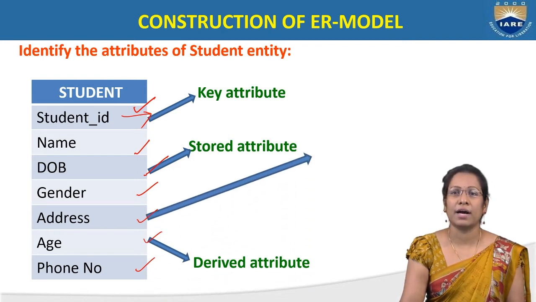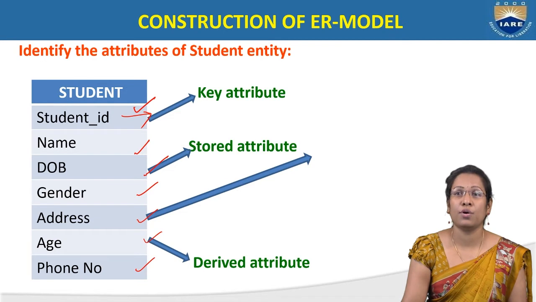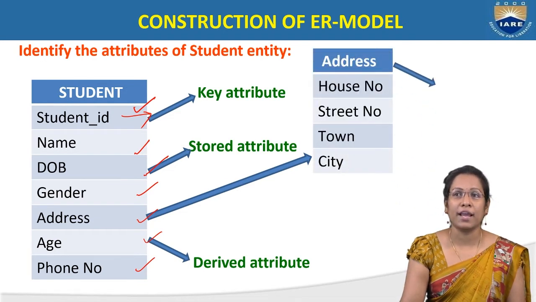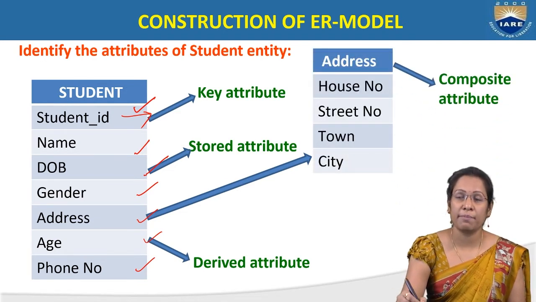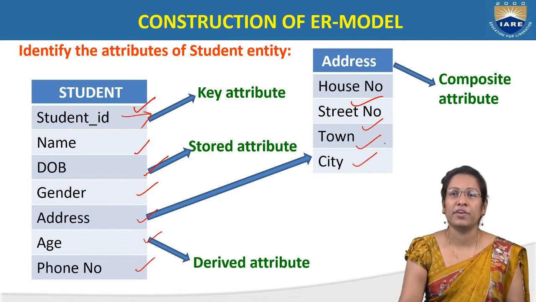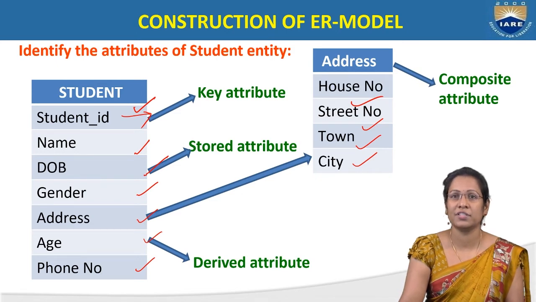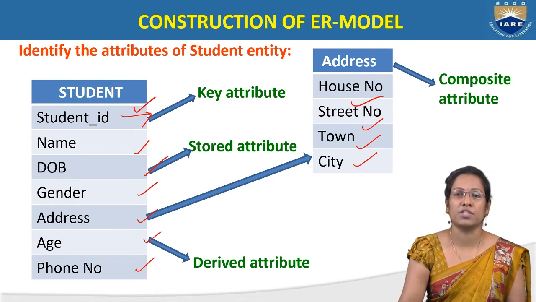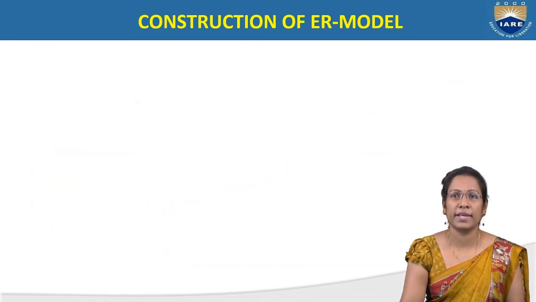And the next one, address. Address is a composite attribute. It contains the house number, street number, town, city. These come under the different attributes. So first we identified the student entity with some set of attributes and categorized 4 different attributes: key, stored, derived and composite. Now we are moving to the next one.